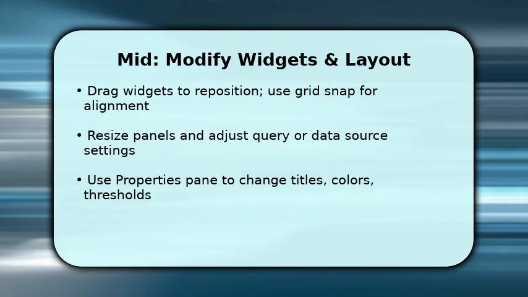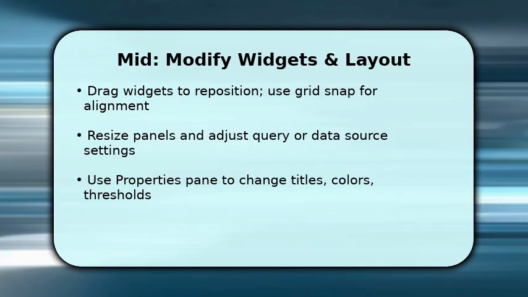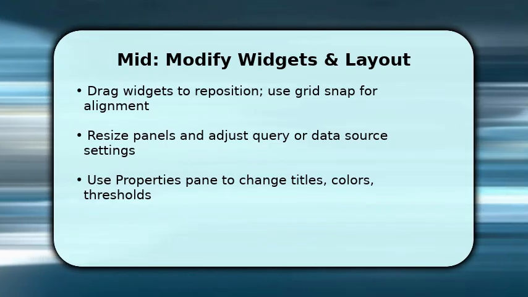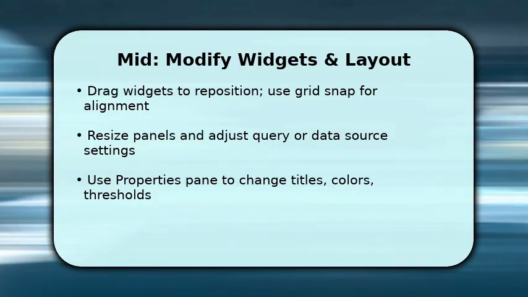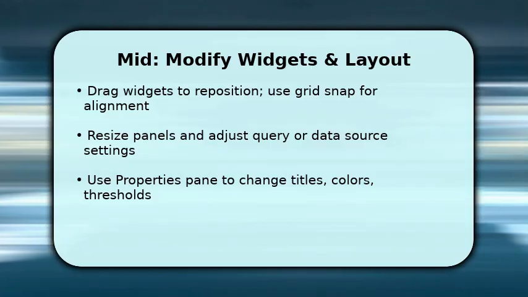After placement, resize panels to prioritize key metrics, then open each widget's settings to update queries, filters, or data sources so the visuals reflect the right data. Make styling changes in the properties pane: titles, color palettes, and alert thresholds, so information hierarchy is clear. Throughout, preview changes periodically to verify data accuracy and visual balance.